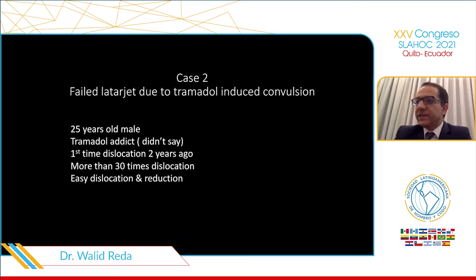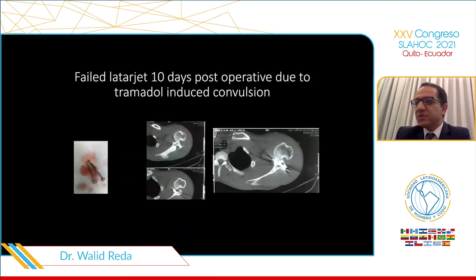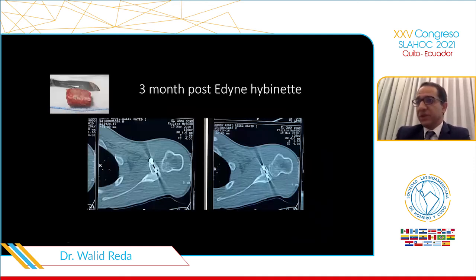Another case, the second case, is a tramadol addict patient, and he had more than 30 times dislocation. He was operated using Latarjet procedure, and the post-operative period went smooth. But at 10 days post-operative, he had a tramadol-induced convulsion with graft fracture and screw bending, as we see here. He was managed by revision using iliac crest graft without attacking the Hill-Sachs, as the glenoid arc increased enough to be larger than the Hill-Sachs index.